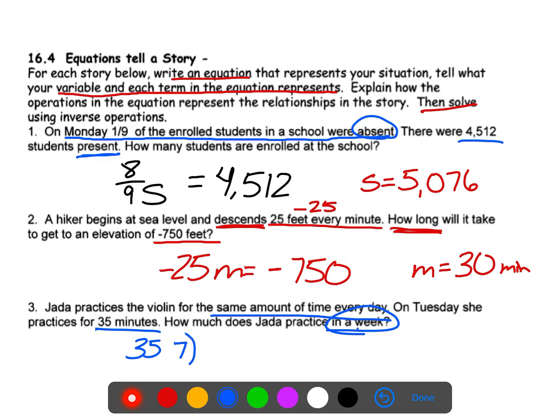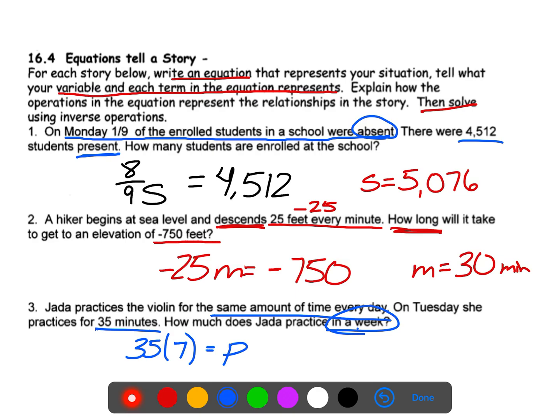I would put that in parentheses here to show that being multiplied. And that's going to equal the amount of time she practices in a week, which we don't know. So that's going to be our variable. We use P for practice. So that would be an equation that would represent the situation.